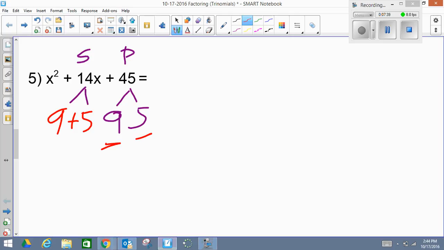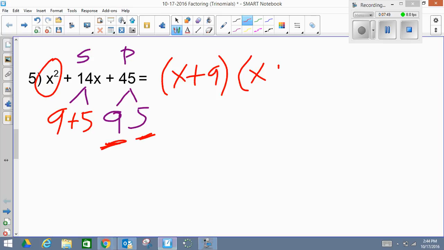My answer, that x squared breaks into two x's, x and x. And now I bring my two numbers, 9 and 5. Positive 9, positive 5. End of story. Okay? Let's do one more.